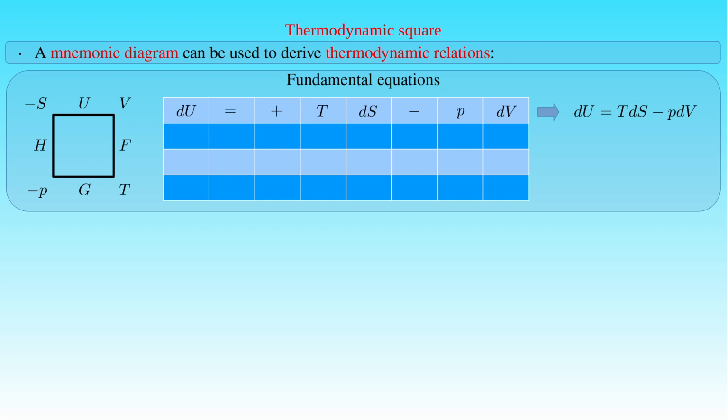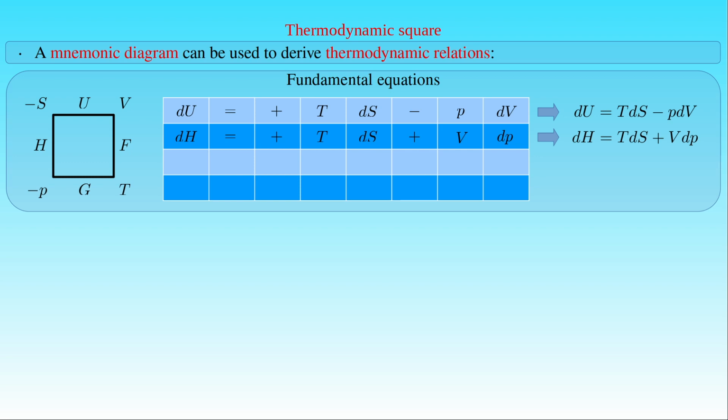In order to reproduce the second fundamental equation, we choose the enthalpy H at the right-hand side of the square with its differential on the left-hand side of the equation. The two neighboring quantities of the enthalpy in the diagram are the entropy S and the pressure P, representing the natural variables of enthalpy, and we can write their differentials in the right-hand side of the equation. The diagonally opposite corners of the natural variables S and P are the temperature T and the volume V respectively, and they appear as the multiplication factors of the differentials in the right-hand side. This gives the second fundamental equation.